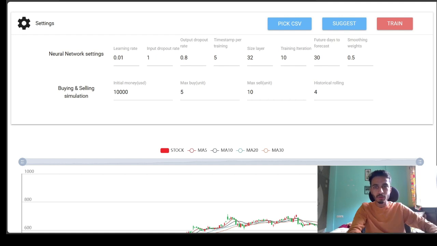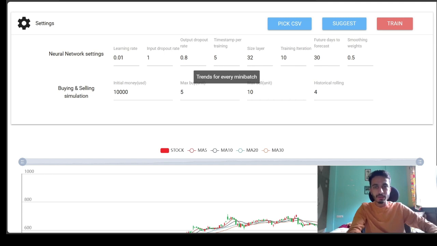Next is the input dropout rate, which is a regularization technique where a fraction of the input units are randomly dropped during training to prevent overfitting. Then the output dropout rate is similar to the input dropout rate but applied to the output units. Timestamp per training refers to how many previous time steps the model looks at when making a prediction, which we have set to 5 in this case.